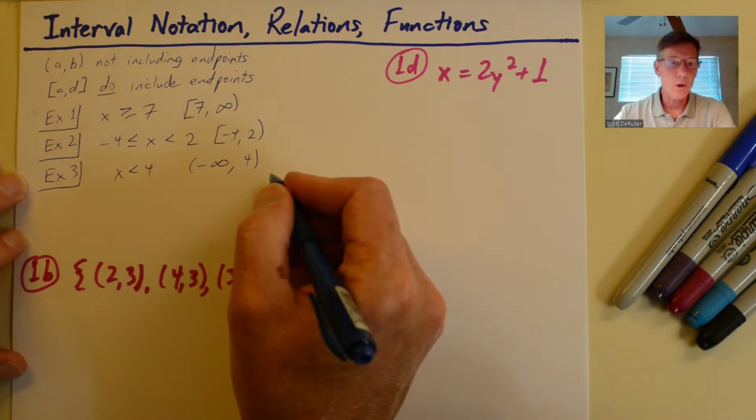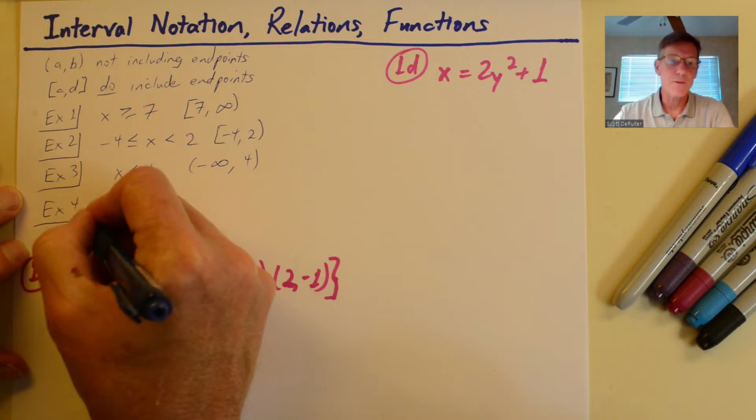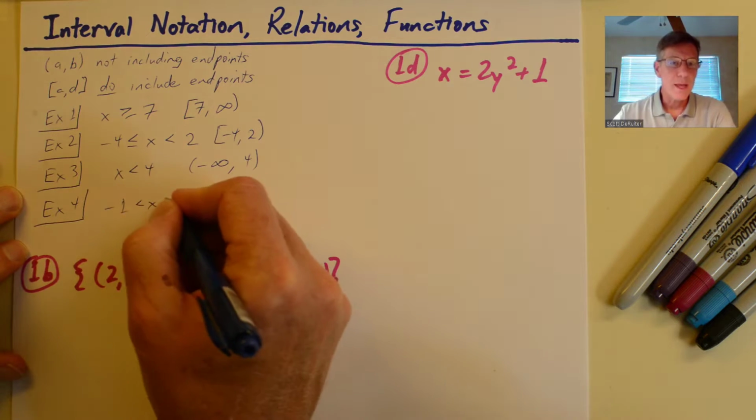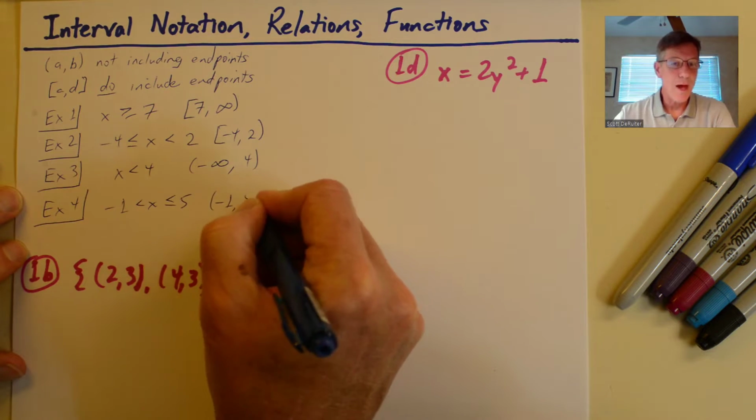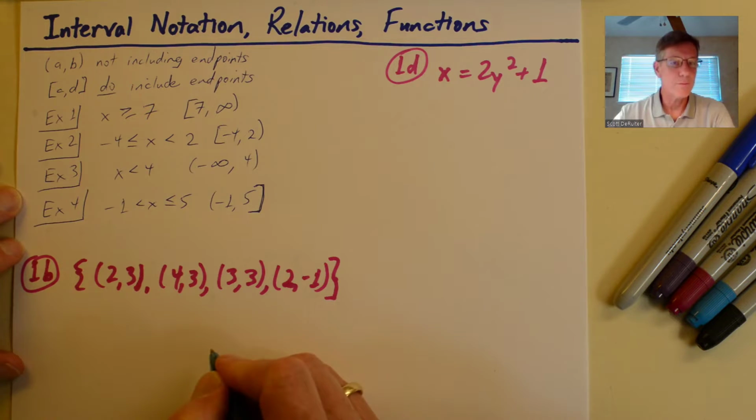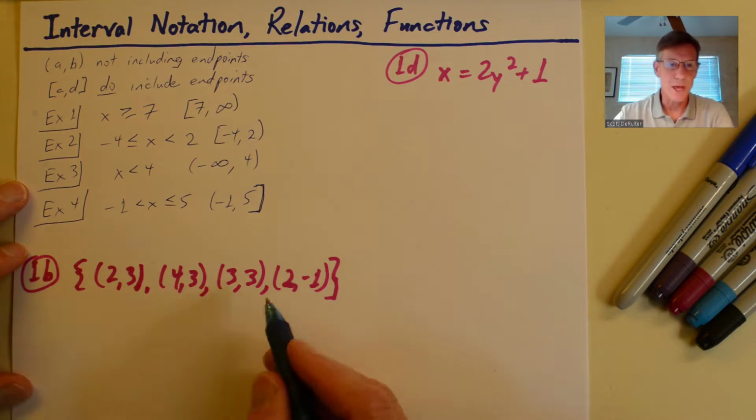x is less than 4. Again, we don't include the symbol of negative infinity. We don't include the 4. Negative 1 is less than x is less than or equal to 5. We don't include the negative 1. We do include the 5. So we use that throughout.